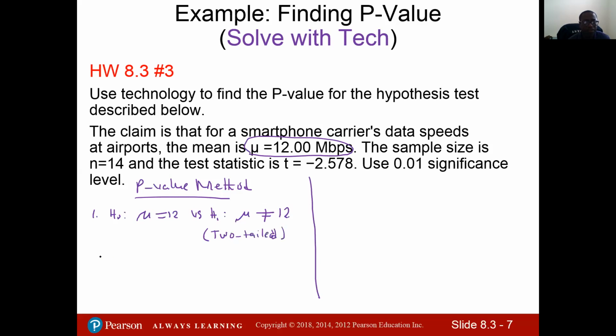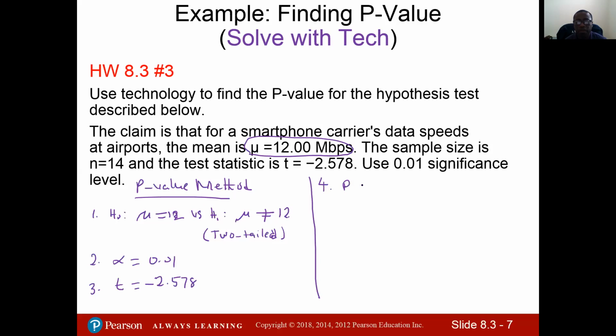The two-tail test. Now what's my alpha? My alpha is 0.01. What's my test statistic? T is equal to negative 2.571. Okay, it's a two-tail, so the p-value is calculated differently. There's a catch there. You have to be careful how to calculate that.